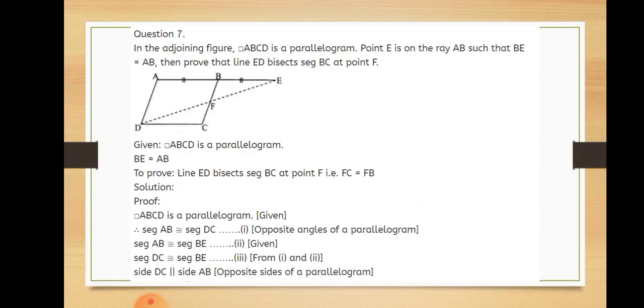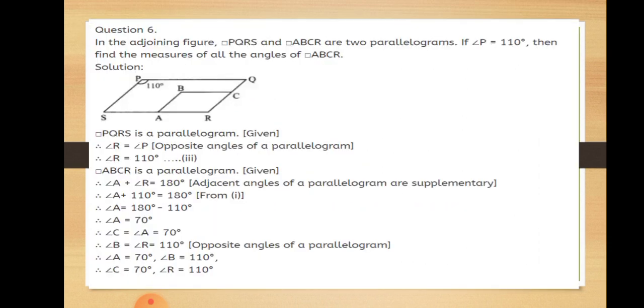Question number 6. Question number 7 is deleted from your syllabus. Now look at question number 7. In figure 5.12, PQRS and ABCR are the two parallelograms. If angle P equals 110 degrees, then find out the measures of all the angles of ABCR. Now look here, two parallelograms are shown. Parallelograms, you know it very well, have opposite sides congruent as well as parallel with each other.